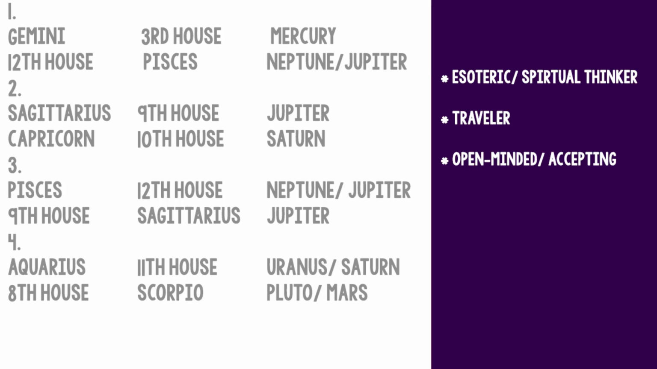Now, Gemini is open to learning anything new, likes variety. Sagittarius is very expanded and is very open-minded. Pisces is compassionate and accepts everyone for who they really are. So another word that I would give would be open-mindedness or acceptance. Okay, you can kind of see where I'm going with this.